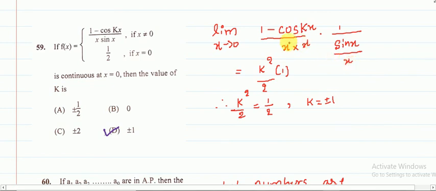We have a standard result: as x tends to 0, 1 minus cos kx divided by x square is k square divided by 2. Even if you apply L'Hospital rule, you will get k square by 2. And sin x by x will give you 1. Therefore, it is k square by 2. Since it is continuous at x equal to 0, k square by 2 is equal to 1 by 2, so k is equal to plus or minus 1. Hence, it is option D.